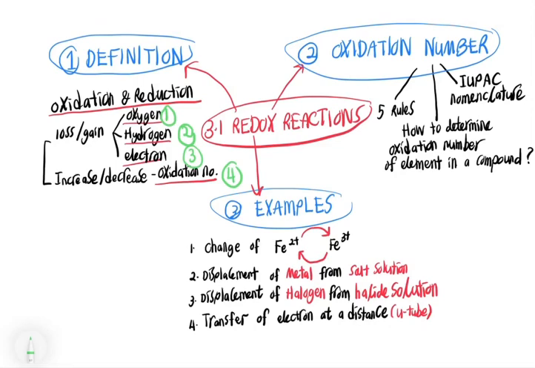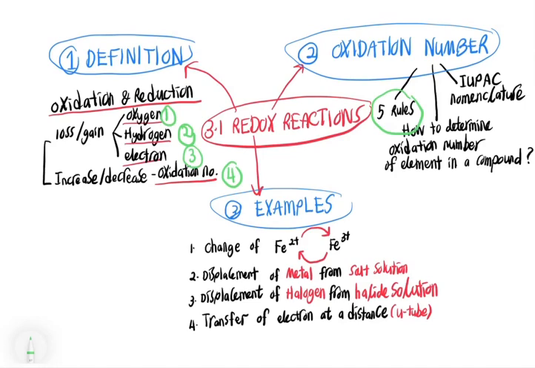Under this subtopic also is oxidation number. This is a rather new terminology for you, but there are 5 rules to determine the oxidation number of an element in a compound, and this oxidation number is very much related to the IUPAC nomenclature of a compound. For example, iron(III) oxide, the Roman numeral 3 refers to the +3 oxidation number of iron, and I will teach that in my next video.